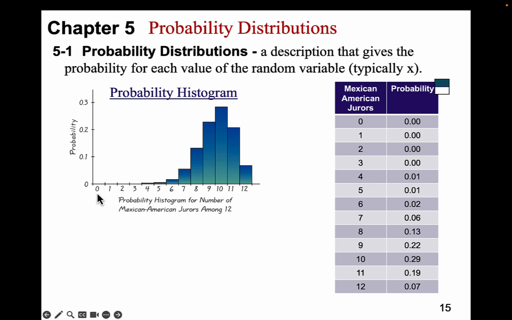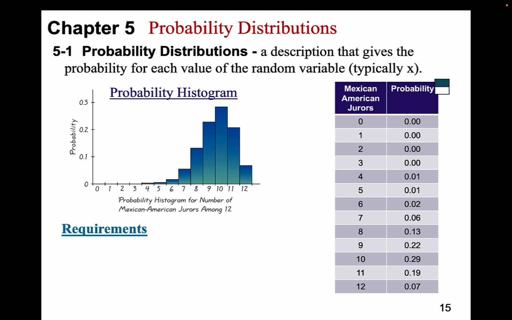So we can see here on the x-axis or the horizontal axis, these are the counts for the number of Mexican American jurors on the jury and the height of each of the bars. The higher it is, the greater the probability of randomly selecting one jury and it having that many Mexican Americans on it.